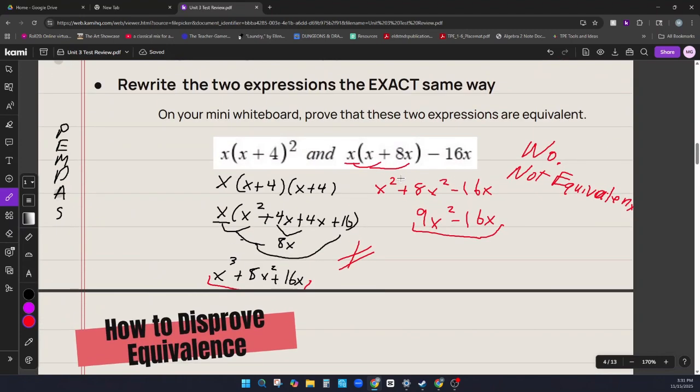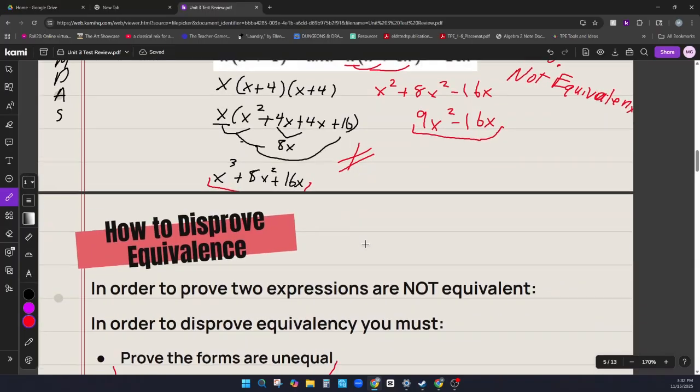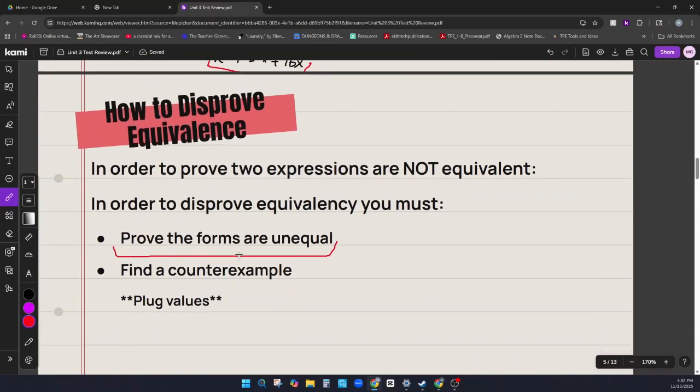I have both of these in my simplified form, and when they can't reduce any further, we can see that, yeah, they are unequal. They don't have the same power. We reduced them, we simplified, and they were not equal. So that's how we could prove that they're unequal, because we got them in the same form and they do not match.